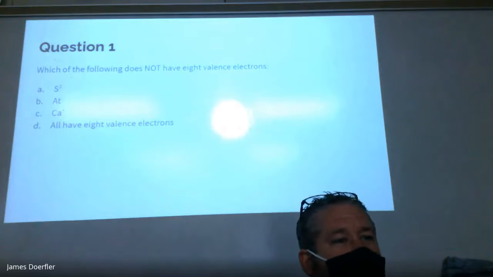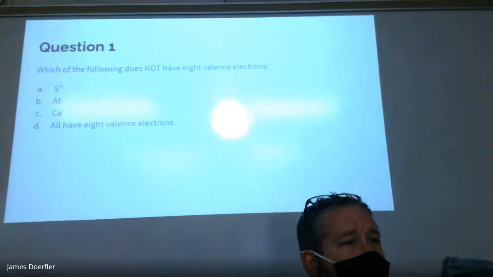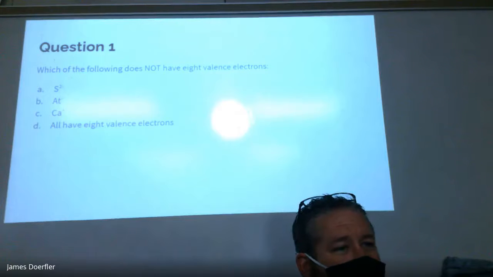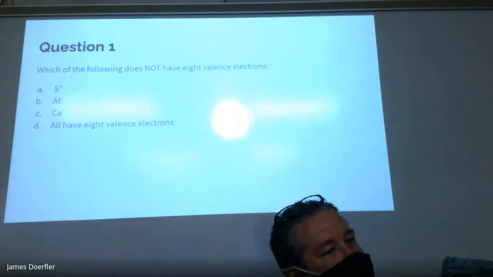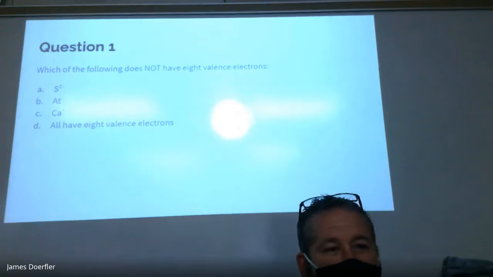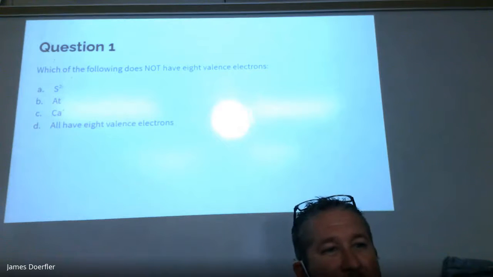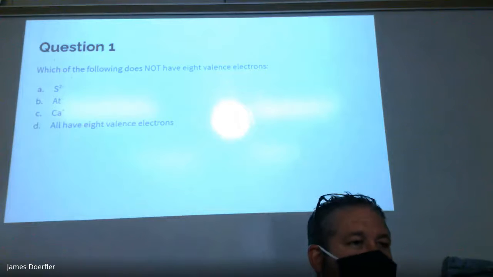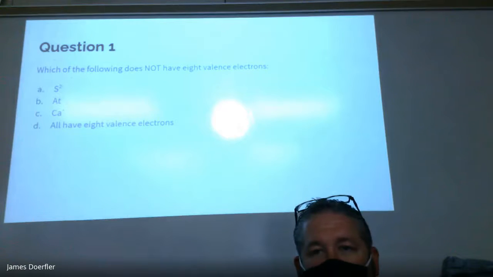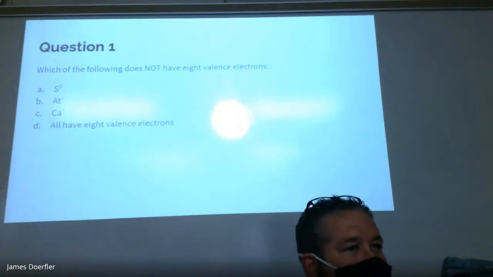Question 1 says, which of the following does not have 8 valence electrons? We have S2 minus, At minus, Ca plus, or D, all have 8 valence electrons. So we've got a list of ions. Think about S2 minus: being a minus charge, you have to add 2 electrons. For astatine, At minus, you have to add 1 electron. For calcium, as a plus, that means you remove 1 electron.